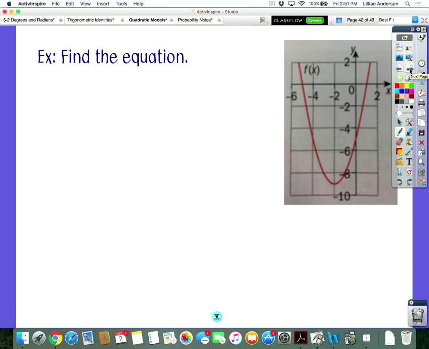Now we got a few pieces of information. We're going to find it in standard form, okay? Which is what? What's standard form? ax squared plus bx plus c equals 0. I mean, y equals ax squared plus bx plus c. Yes, that's what I meant.